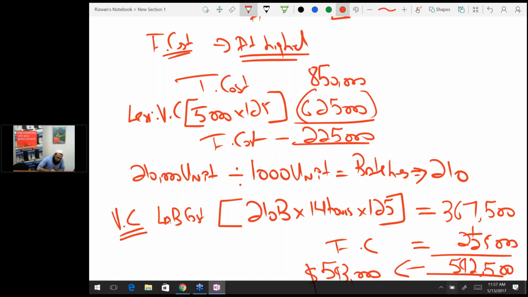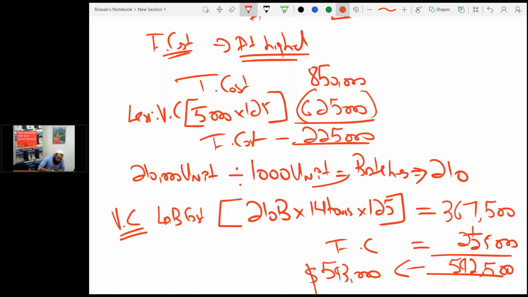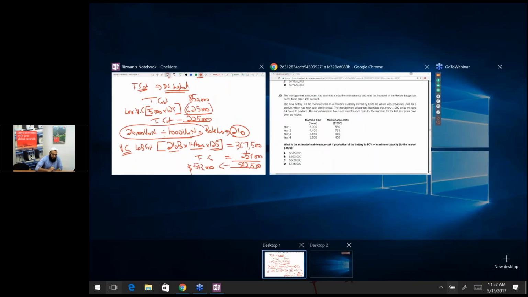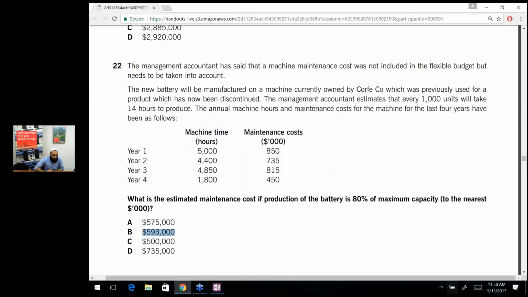So this was a trick here. And what was that? For every 1,000 units, you require 14 hours. So if you are producing 210,000 units, how many batches do you actually produce? Because in one batch there are 1,000 units. So 210 batches, per batch take 14 hours, rate is 125, you add fixed cost, the answer is 593, as we need to tell the answer to the nearest 1,000. So the nearest 1,000 is 593. I'm sure this must be clear.